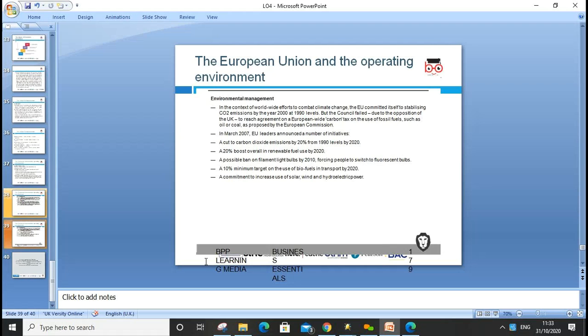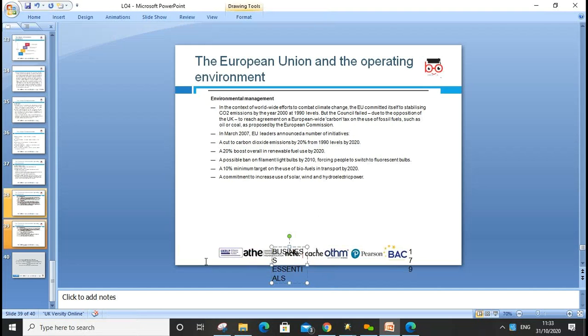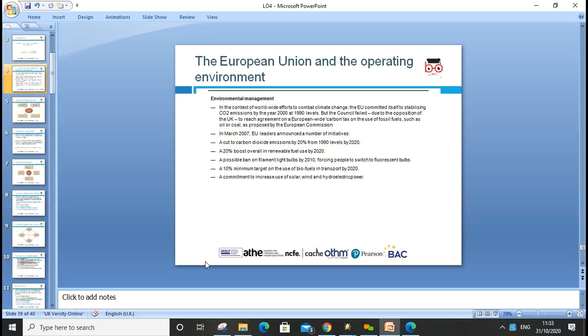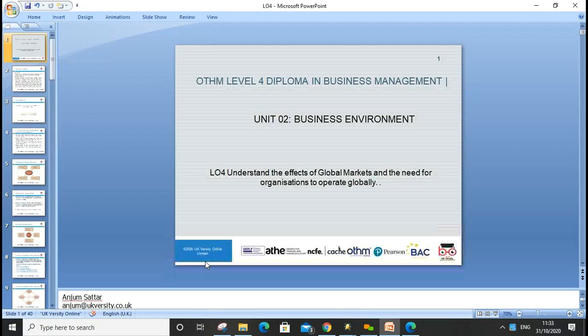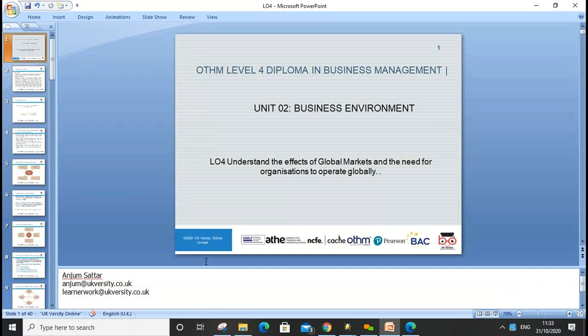Okay, then the last one, the European Union and the operating environment. We always need to look at boosting renewables by 2020. That's why from 2020 there will be a lot of boost in using more electric cars and renewable energy. That's why the UK government is emphasizing that from 2050 more electricity should be generated by renewable power. So we need to look at that. That is all about the European Union, the role of UK economies, world trade, and the role of the WTO.